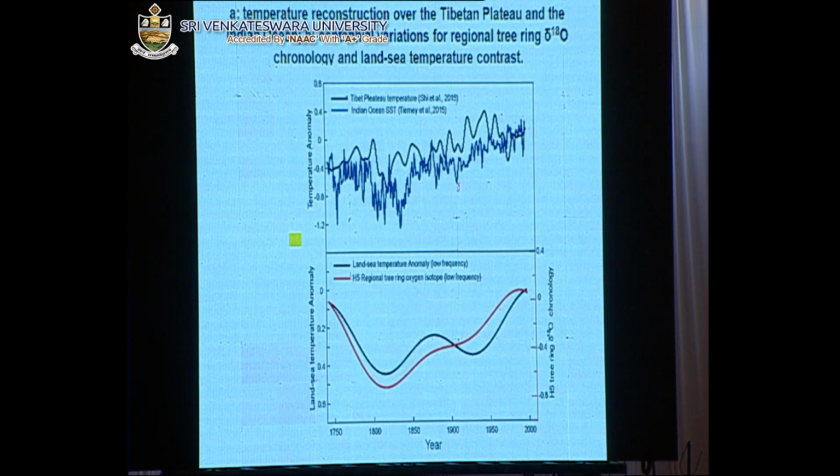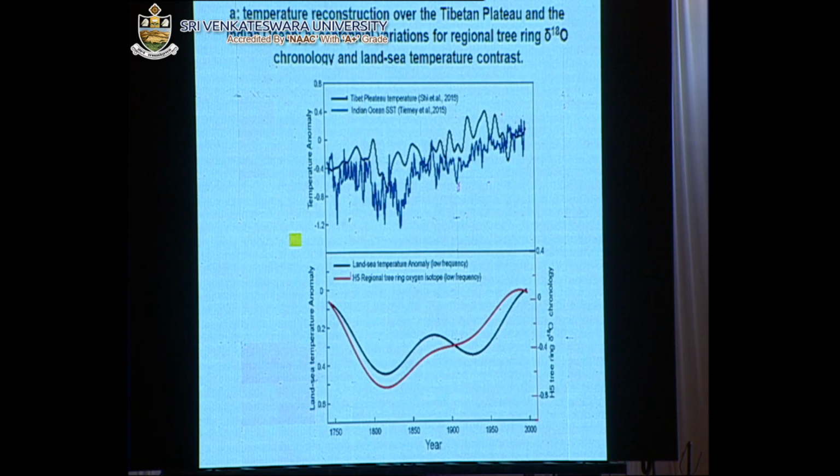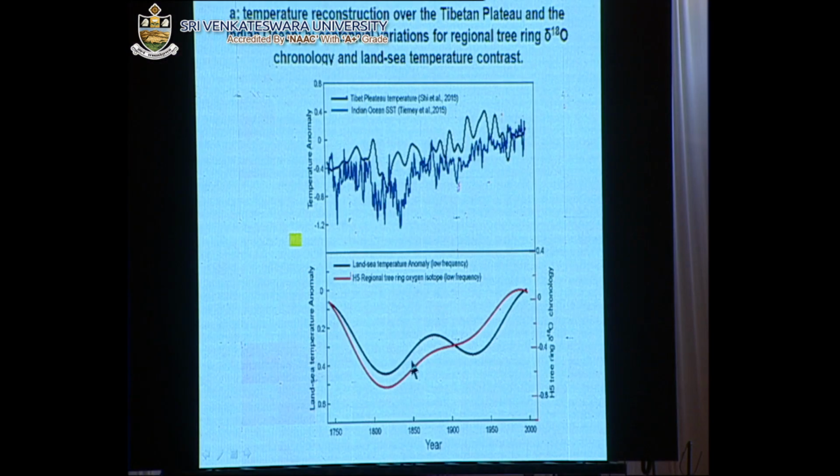And what we have done, using this training data, is to show that this declining trend is there for the last 200 years. So this is the result. This result is the red curve, H5 regional tree ring. Using the Himalayan tree ring signals, whatever we say, this land sea temperature contrast is highly correlated with the tree ring oxygen isotopic chronology.